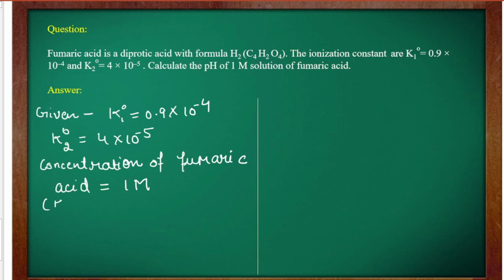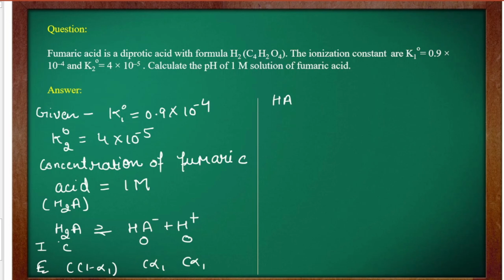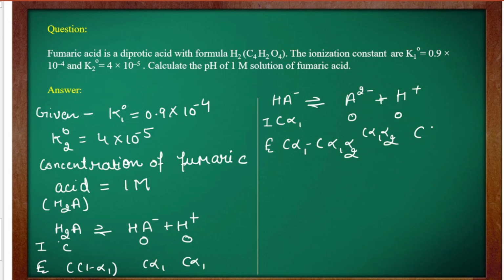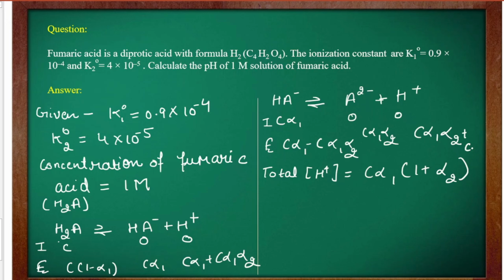In first step, diprotic acid H2A gives HA- and hydrogen ion. In second step, HA- dissociates and gives A2- and hydrogen ion. As we see, dissociation constant of first step is greater than second step. Degree of dissociation of second step is very low in comparison to first degree of dissociation. Degree of dissociation of second step can be neglected.